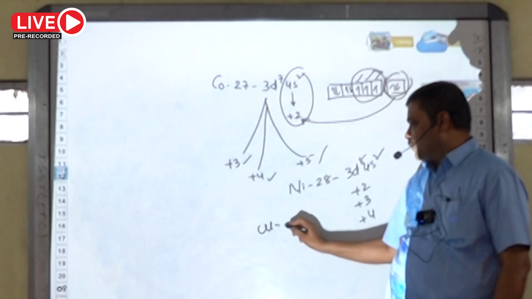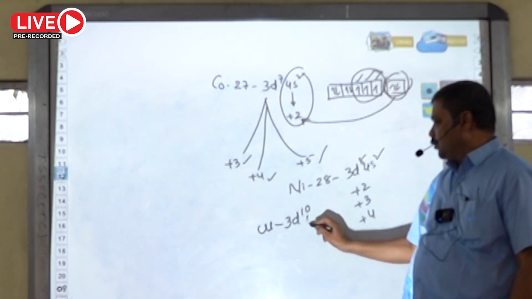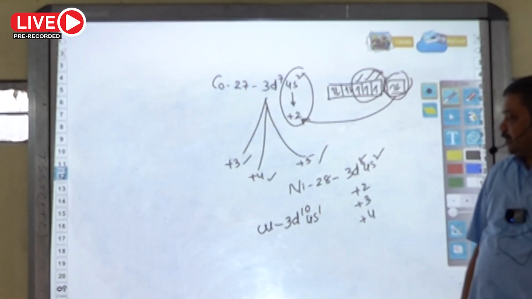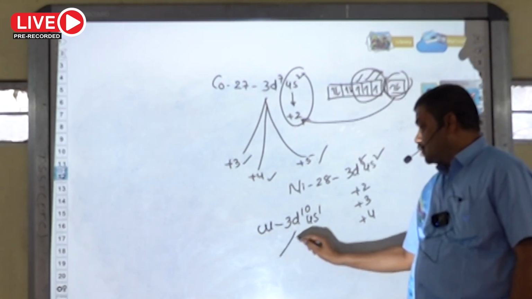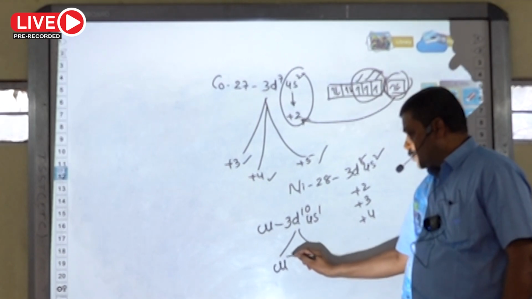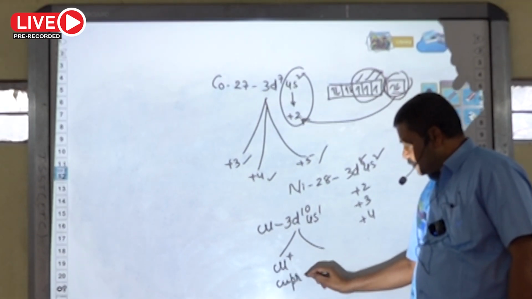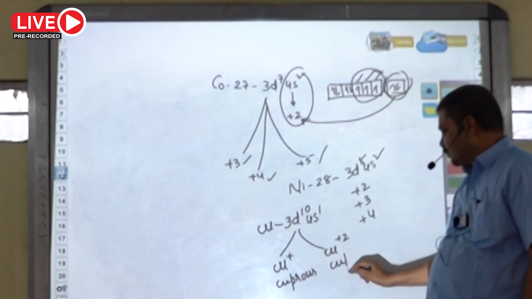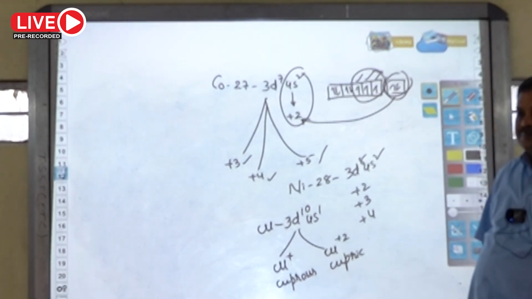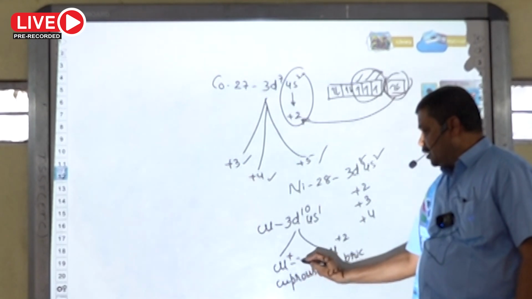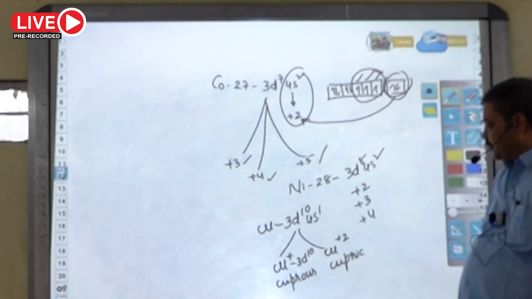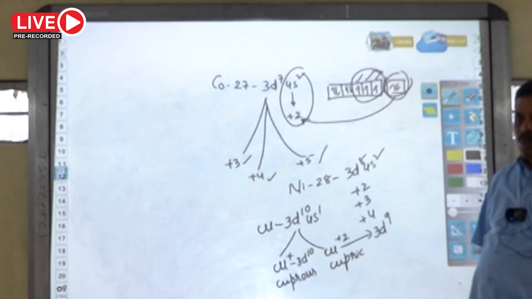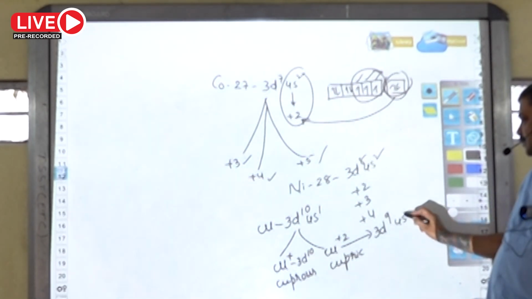After nickel, copper, 3d10 4s1. So it shows 2 oxidation states, cuprous and cupric. In cuprous state, its configuration is 3d10. In cupric state, its configuration is 3d9 4s0.